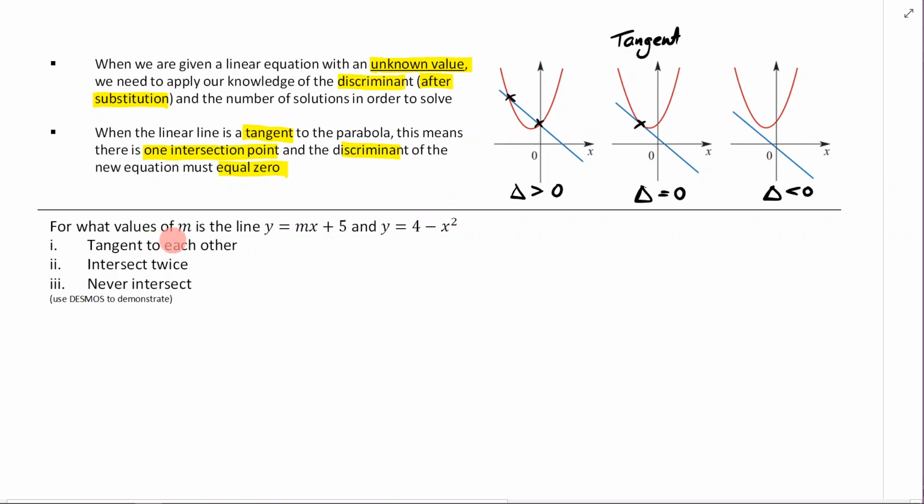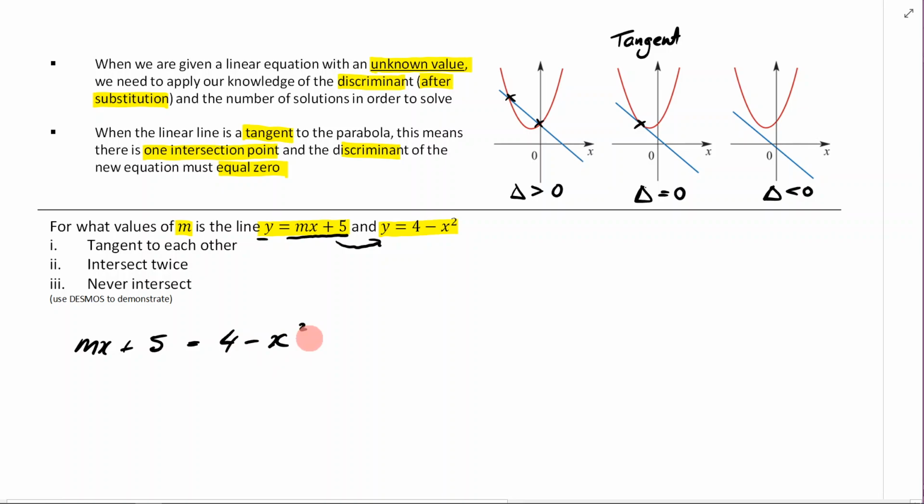It says, for what values of m is the line y equals mx plus 5 and y equals 4 minus x squared tangent to each other, intersect twice, or never intersect? So as we're told up here, the first thing that we want to do is the substitution step. If I know that y is equal to mx plus 5, I'm going to substitute that into my y spot over here. So I'm going to get mx plus 5 is equal to 4 minus x squared.